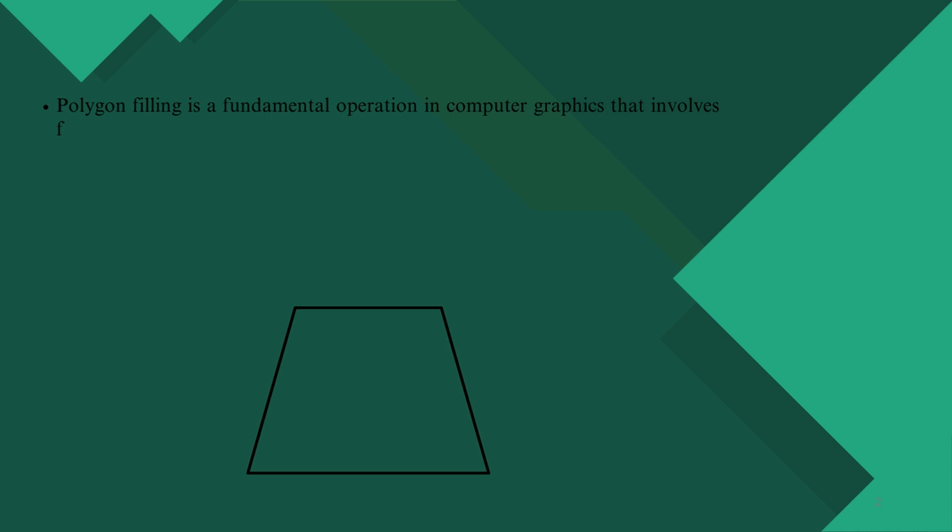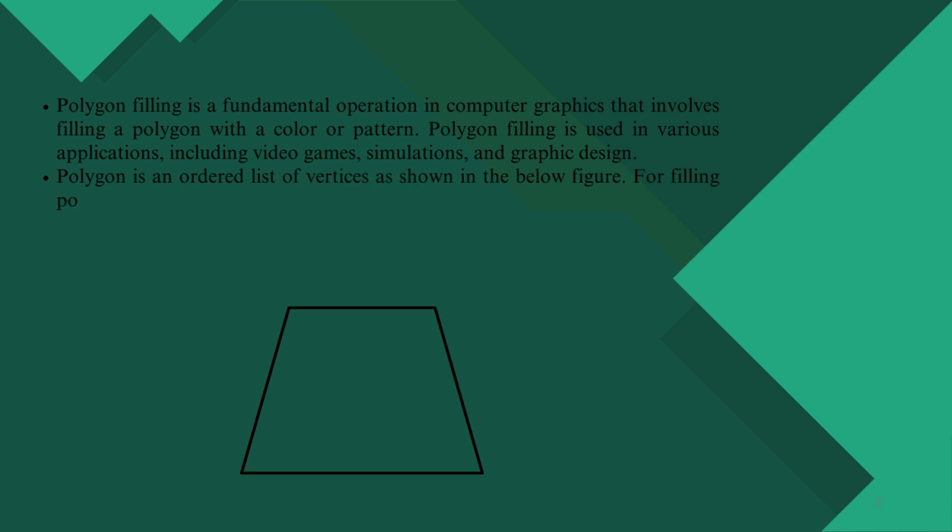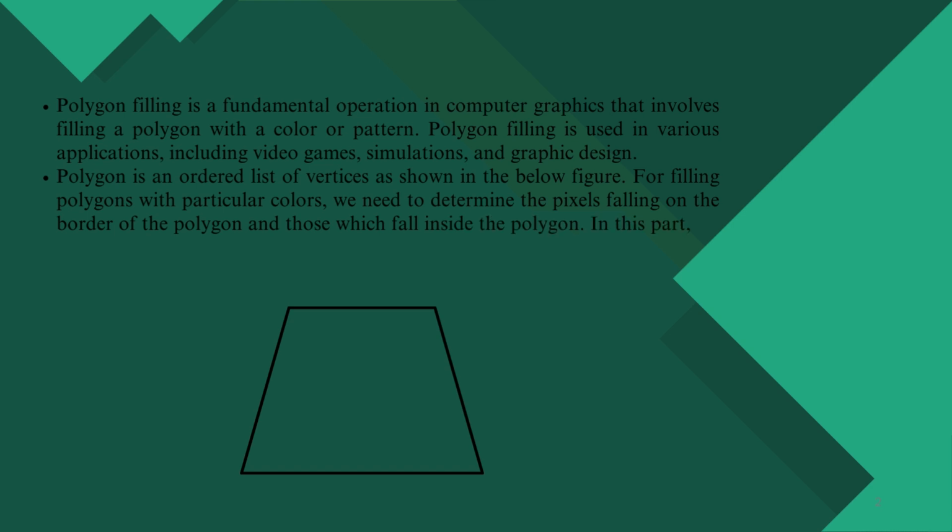Let us begin. Polygon filling is a fundamental operation in computer graphics that involves filling a polygon with a color or pattern. A polygon is an ordered list of vertices. In order to fill that with particular colors, we need to determine the pixels falling on the border of the polygon and those which fall inside the polygon. In this part we will see how we can fill a polygon using different techniques.